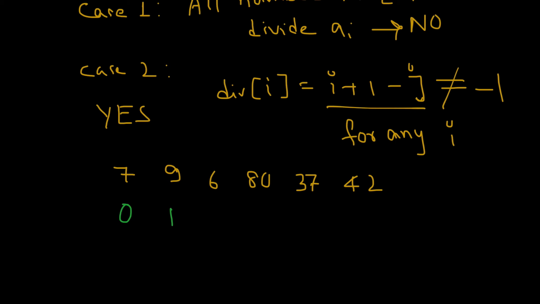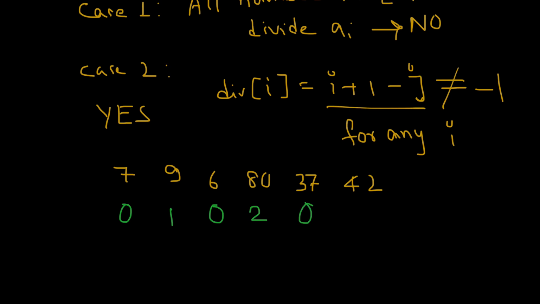For 6, it is not divisible by 4, so it doesn't need any move. It can be directly removed from its position itself. So yeah, 0. 80, it is divisible by 5. It is divisible by 4. But it is not divisible by 3. So it needs 2 moves. So I'll write 2. For 37, it is not divisible by 6.